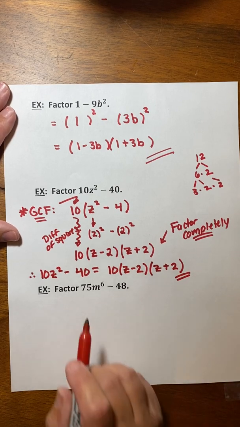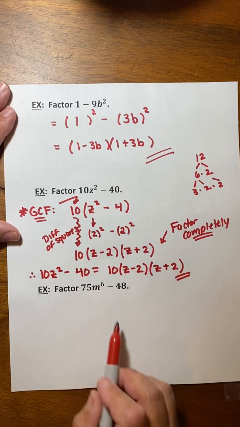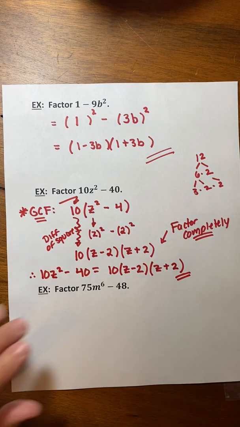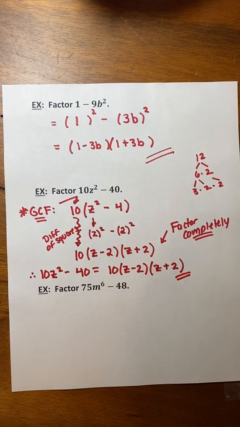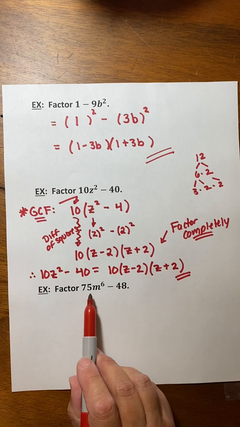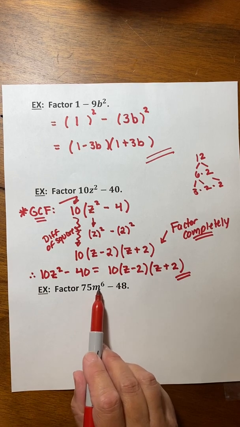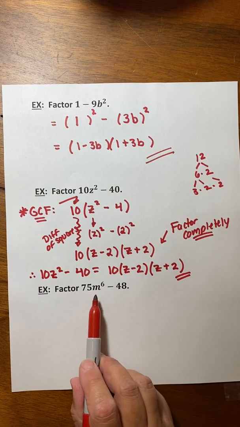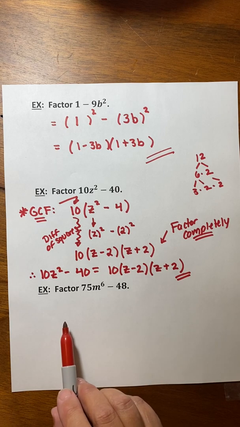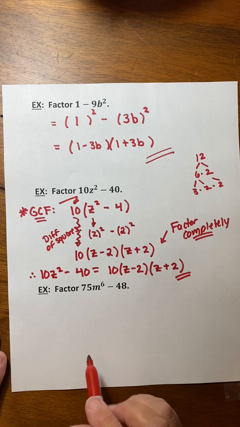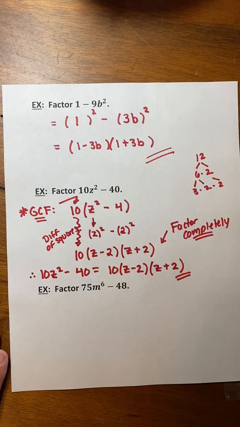All right, let's look at this guy, 75m to the 6th minus 48. This may not be completely obvious, but we can write m to the 6th as something squared if you think really cleverly here. 75 and 48 aren't perfect square numbers, but don't forget to pull out a greatest common factor. Does 75 and 48 have a common factor? Well, you start picking away.